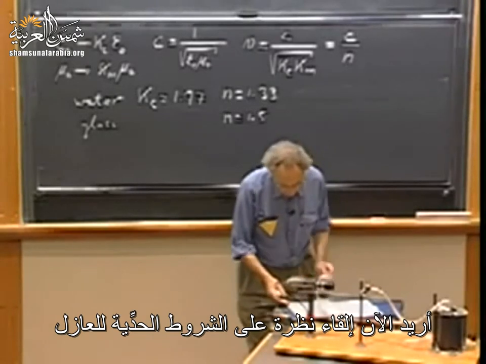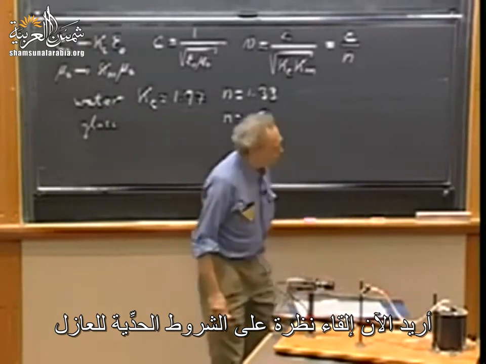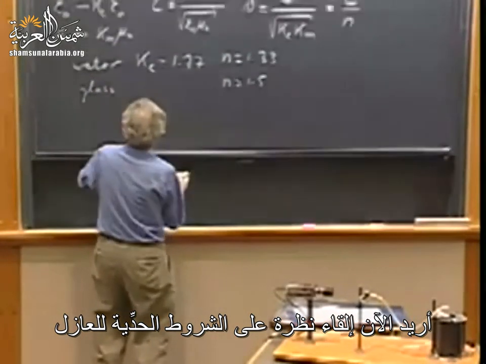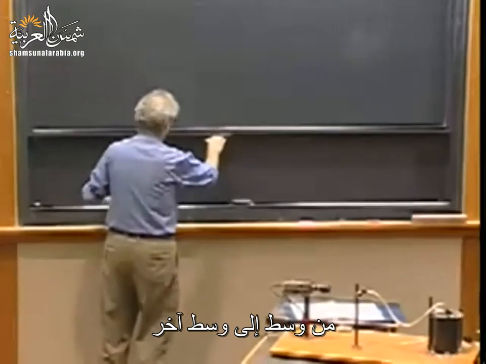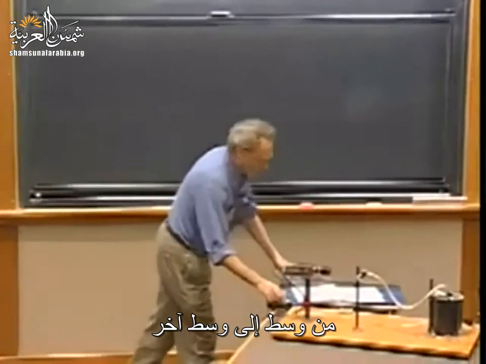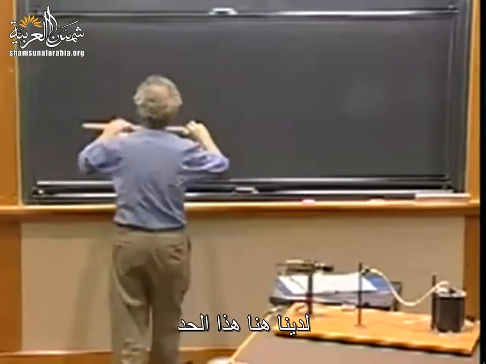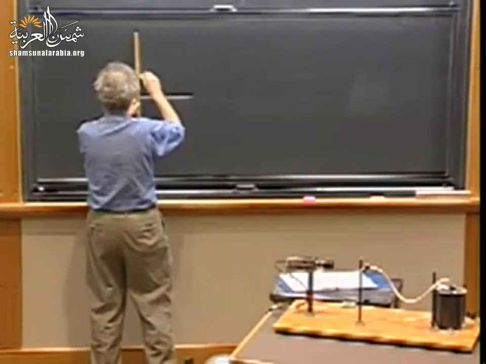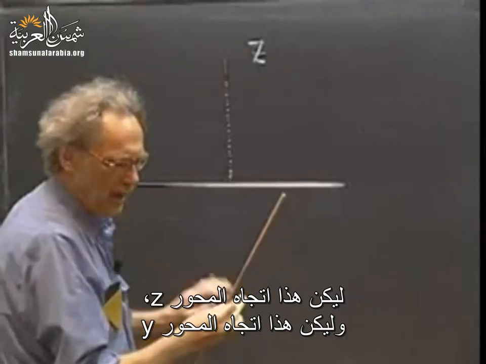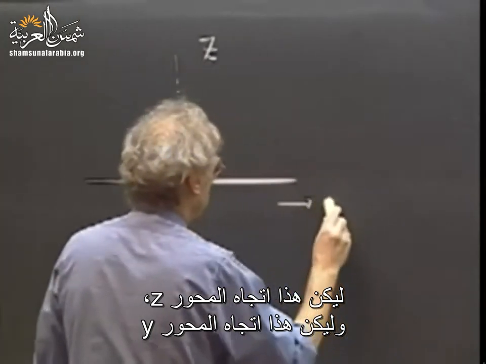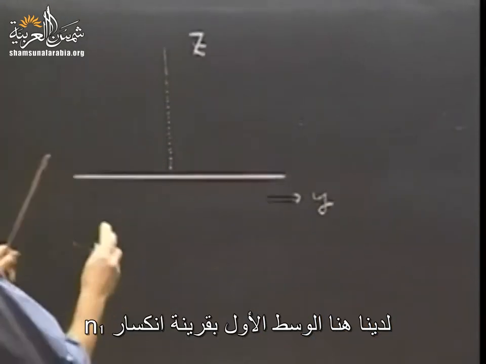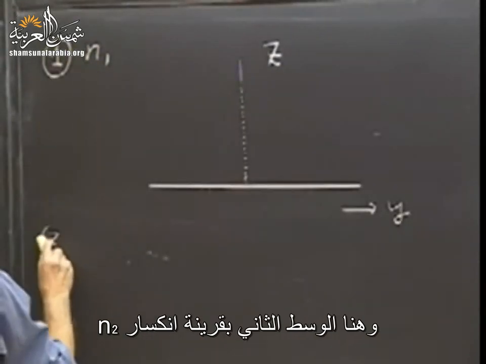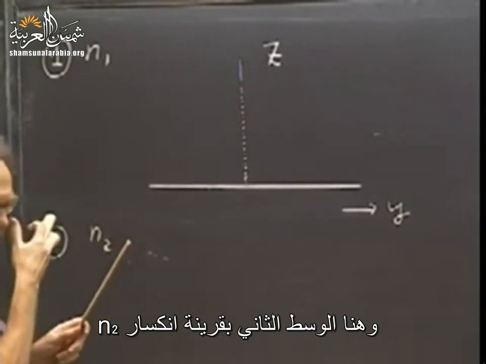So now I would like to take a look at the boundary condition of a dielectric from one medium to another medium. And so here we have this boundary. Let this be the direction which I call the z-axis, and let this be the direction which I call the y-axis. I have here medium 1, which has index of refraction n1, and here I have medium 2, which has index of refraction n2.